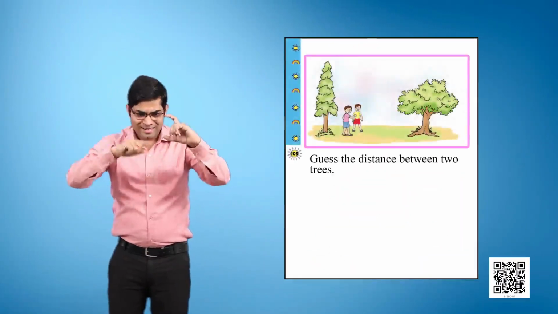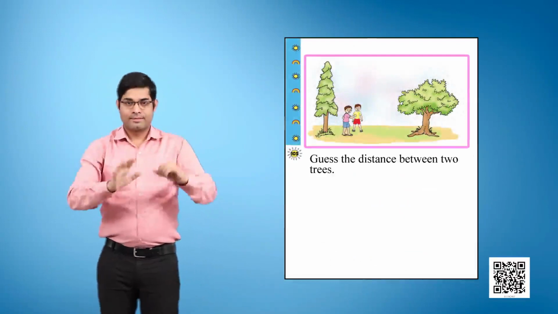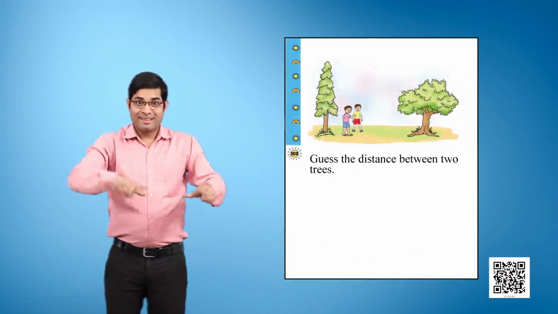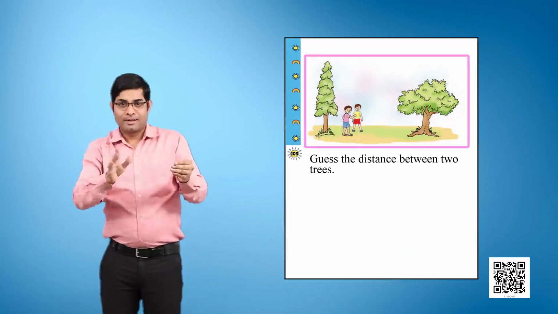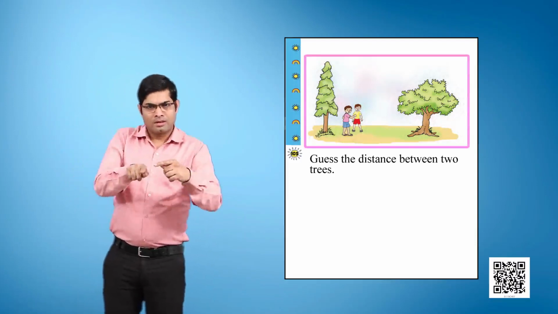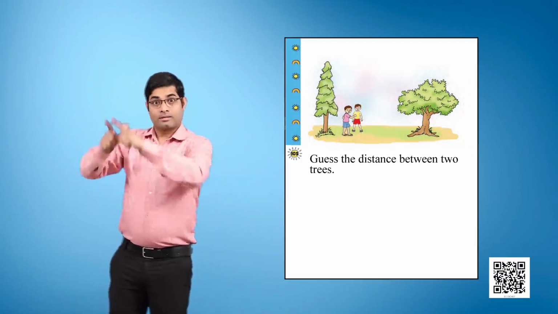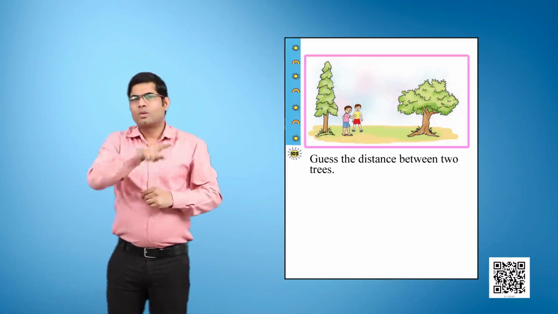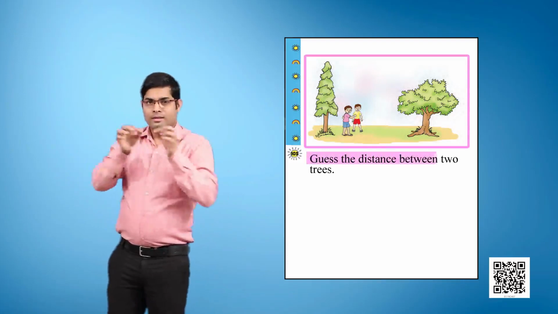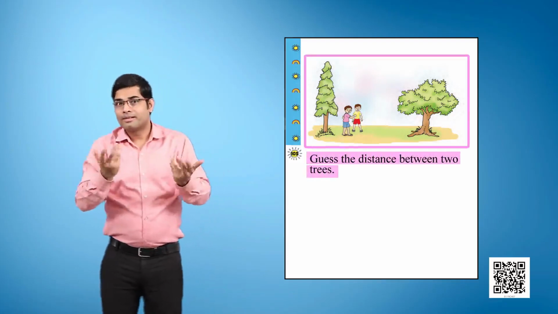Part 3 picture shows 2 boys standing near a tree. And another tree is shown at a distance from tree 1. You have to guess the distance between the 2 trees.